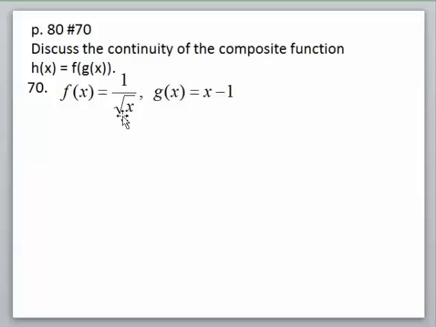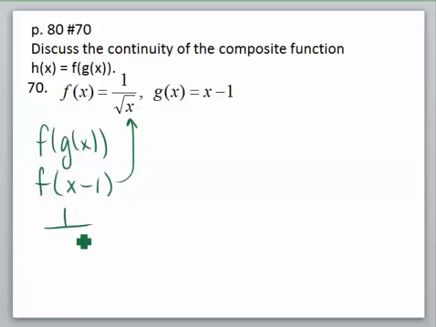The next problem says discuss the continuity of the composite function. Here's my f of x and here's my g of x. It says to find f of g of x. So g of x is x minus 1, and when I plug that in for the x portion, I get 1 over the square root of x minus 1.